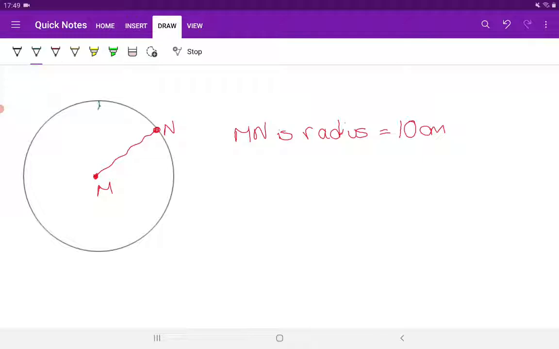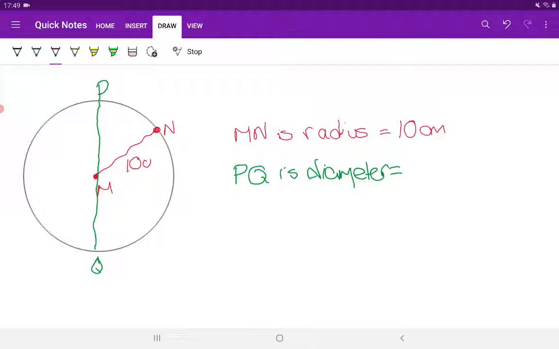Now, we can go anywhere as long as it goes from one side to the other, so I'm going to go like that, and remember it should be a straight line, and I'm going to call that PQ. So PQ is the diameter. Now, we can tell what the diameter of that circle is because we know the radius. The radius is 10 centimetres, but the radius is the distance from the centre to the outside. So this distance from M to P is also a radius, so it is also 10 centimetres.